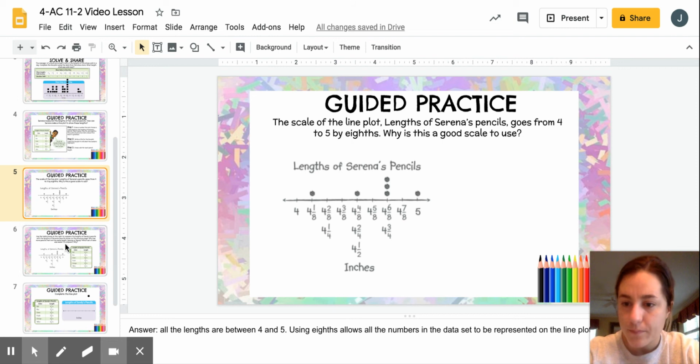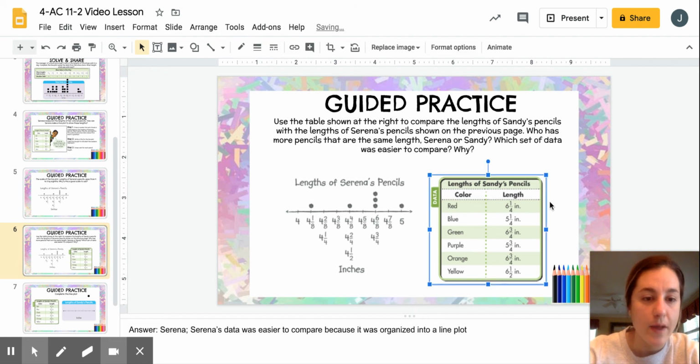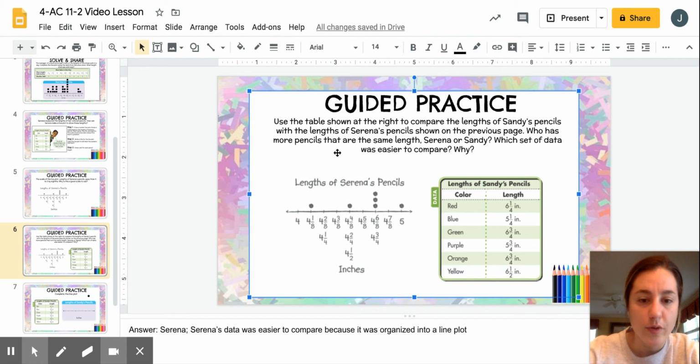Okay, let's see. Use the table shown at the right to compare the lengths of Sandy's pencils with the lengths of Serena's pencils, shown on the previous page. Who has more pencils that are the same length? Serena or Sandy? Which set of data was easier to compare and why? So here's our nice organized line plot of Serena's pencils. And then we have this table here of Sandy's pencils. So the first question says, who has more pencils that are the same length?